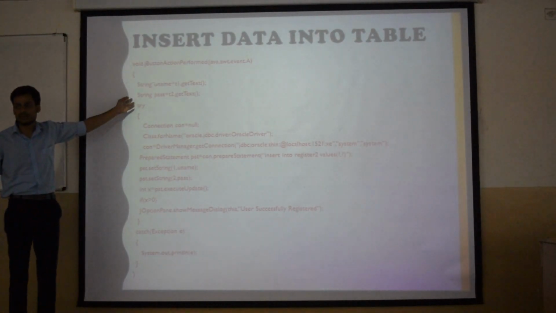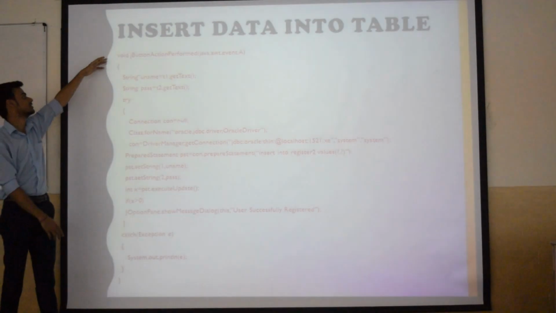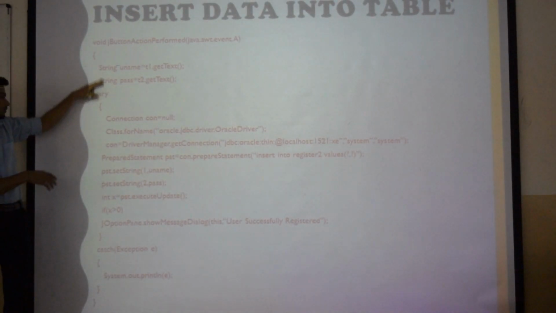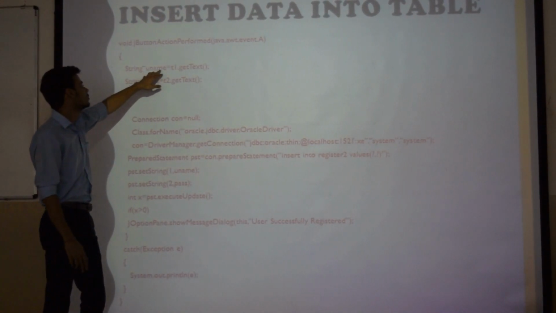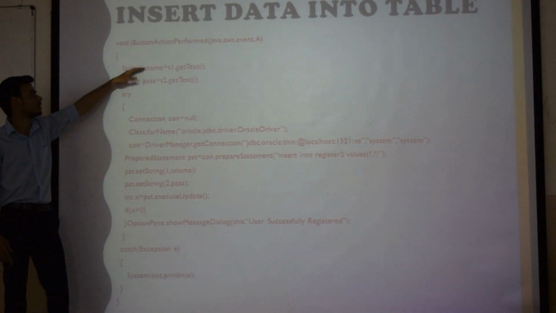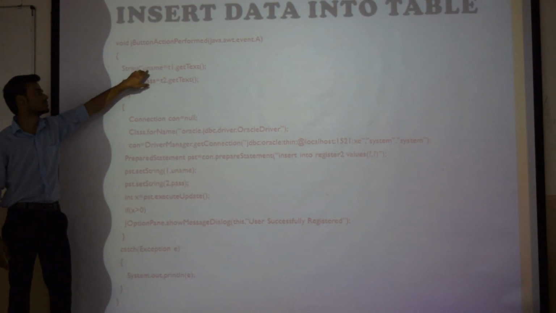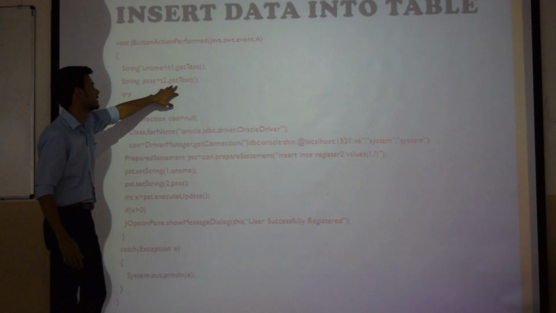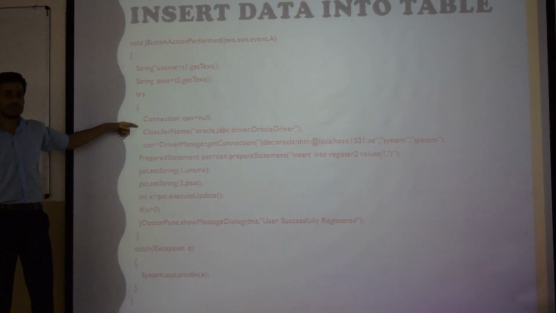We are using the drag and drop method. So when we drag the button and double click it, this shows the function is already made. So we have to write only this. We start with String uname equals evn.getText. This gets the text that you enter as the username. It is stored in the uname variable. Then String pass equals into.getText. This gets the password. Now we will use try catch.